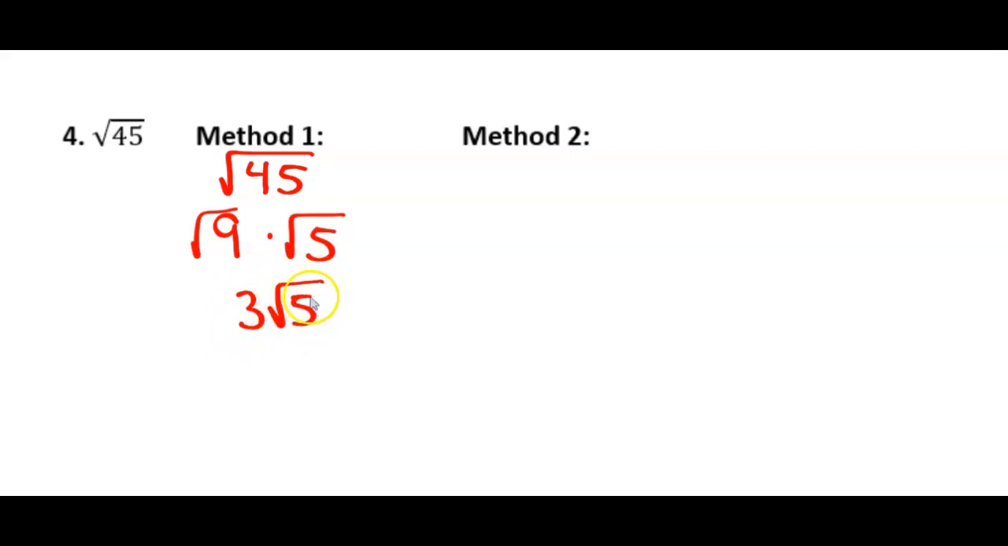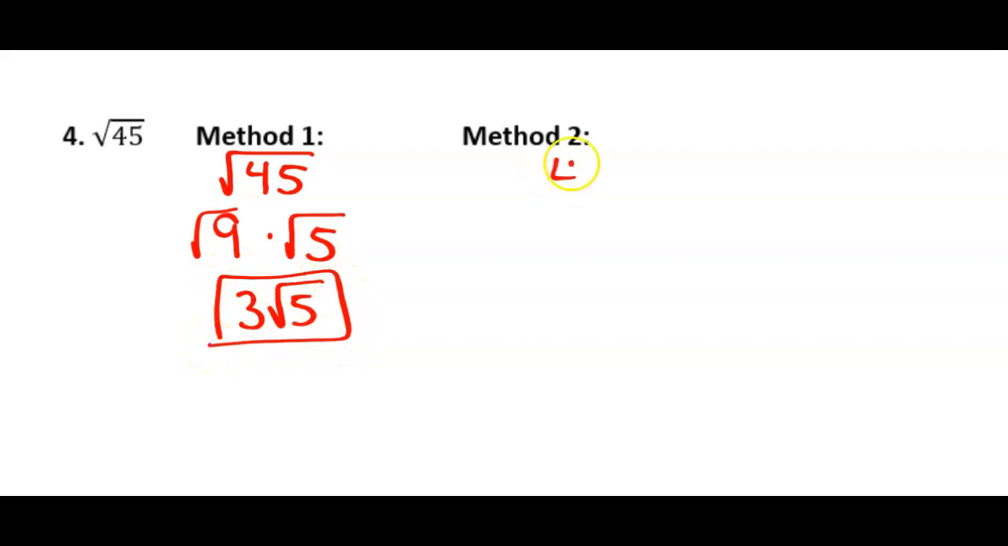Number 4, if I did method 1, what's the largest number that is a perfect square within that? Well, let's see. 1 doesn't work, 4 doesn't work. Oh, square root of 9. I have a 9 in there. Square root of 9 times the square root of 5, because 9 times 5 is 45. So what's the square root of 9? Well, it's 3 times the square root of 5. Okay? So that's my answer.